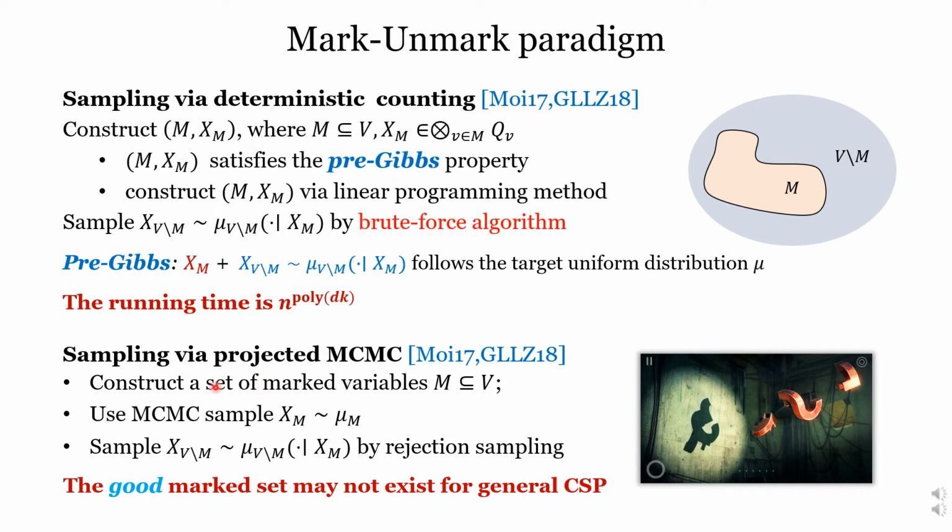Another approach is sampling via projected MCMC. In this approach, the algorithm first constructs a set of marked variables M, then samples X_M from mu_M with MCMC, where mu_M is the marginal distribution of M in the target distribution mu. Then, the assignments of the vertices in V minus M can be obtained by rejection sampling. Though the approach is fast, the good mark set may not exist for general CSP.